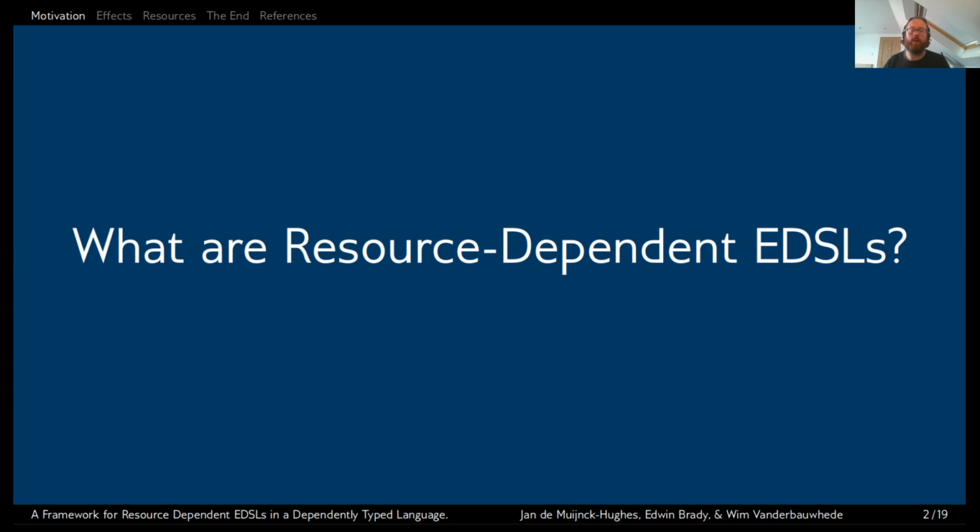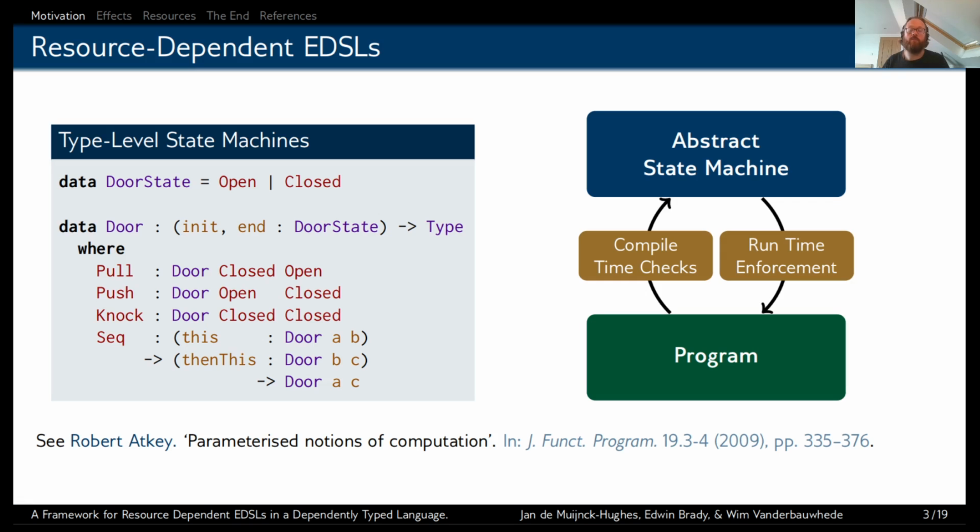What are resource-dependent EDSLs and why should you care? Well, for those not aware, resource-dependent EDSLs are languages that depend on some type-level resource that abstracts over the program. We can use these resources to encode type-level state machines directly into our language's type. On the left, we have the classic example of the door, modeling access to files, handles, sockets, that exemplifies what these languages are and how they are specified.